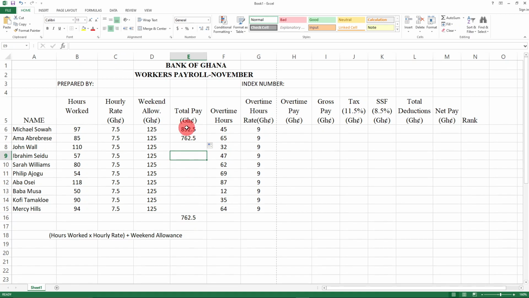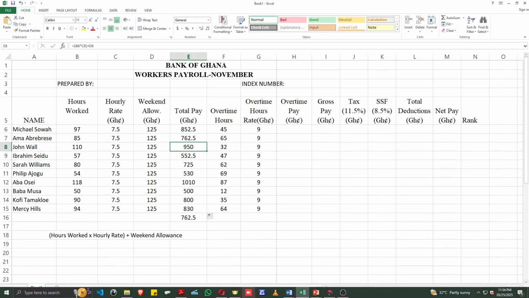So if you get the first answer, you don't have to do it for all of them. Just click on the first answer, come to this side and drag down. When you click it, you will see the formulas here. You see the formula B7, C7 plus D7. When you come to the next one, John Wall, you see that B8. So that's it. I hope you are okay.